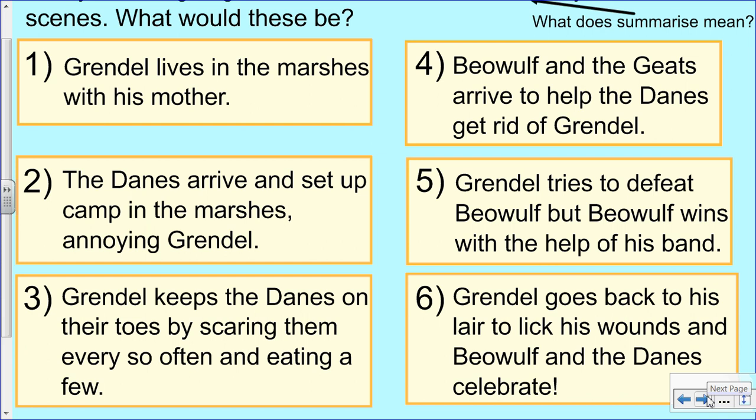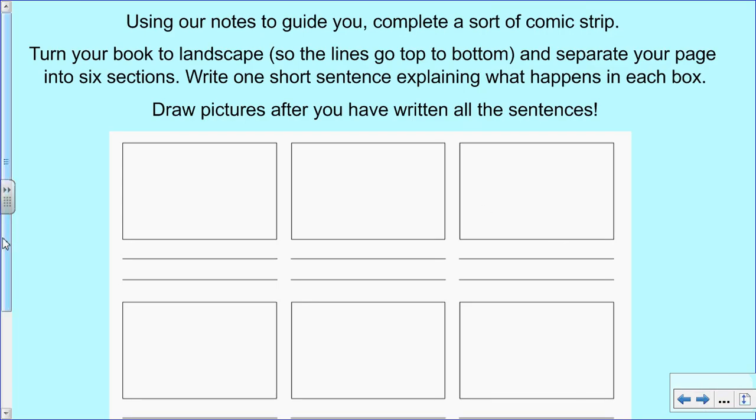Let's move on there. So hopefully you've got 6 scenes that you are able to do your comic strip with. So it might be these 6, so you can jot those down or rewind the video and come back if you need to see them. But you do need 6 scenes to draw out as a comic strip. So you can use your notes, your 6 scenes of notes or mine, and you're going to turn your page round. So you need to turn your book so it's landscape, so the lines go up and down rather than across. And you're going to separate the whole page into 6. And then in each box you're going to do a picture and your note. So it doesn't have to be full sentences, it could be the notes like I've written if you want to use those. So it's one short sentence or a couple of notes explaining what is happening in each box. So when you've done the notes, you can draw the pictures.